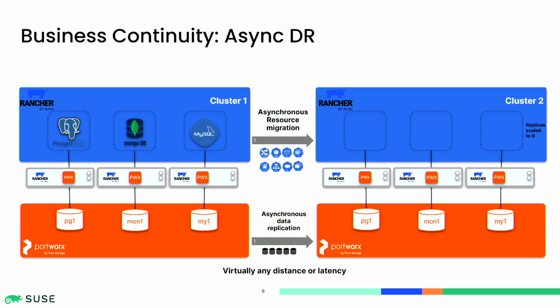So if you would now take a look into the second cluster, do a kubectl get all PVC, you would see all the PVCs, you would see all the Kubernetes objects. And the only difference would be the replicas are scaled to 0, because that's disaster recovery.